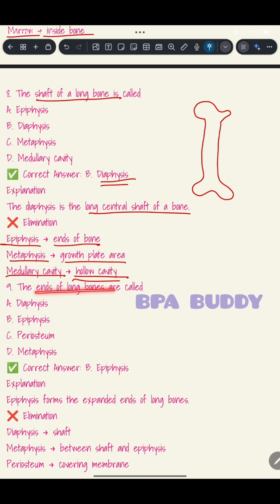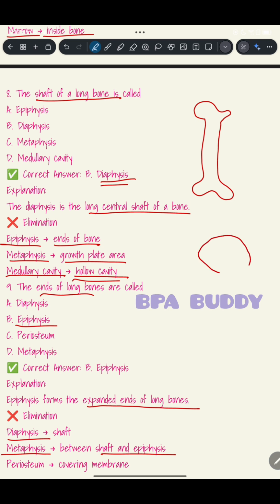Okay, the ends of long bones are called epiphyses. As I said, these are the ends of the bone which are known as epiphyses. Epiphyses form the expanded ends of the long bone, whereas diaphysis is known as the shaft. Metaphysis is placed between the shaft and the epiphysis. Here we can see such a diagram also.